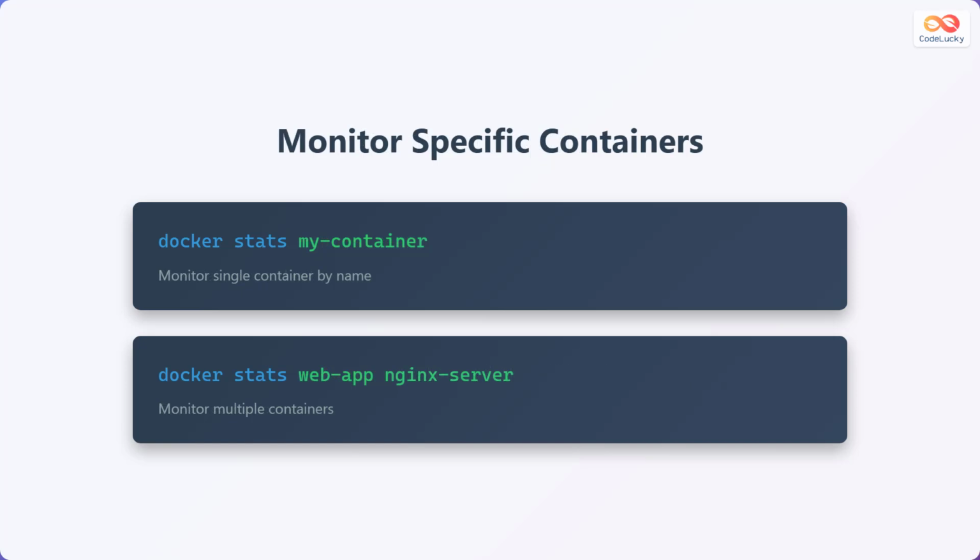You can also monitor specific containers by providing their names as arguments to the docker stats command. To monitor a single container by name, type docker stats followed by the container name. For example, docker stats my-container. To monitor multiple containers, simply provide multiple container names separated by spaces. For example, docker stats web-app nginx-server.